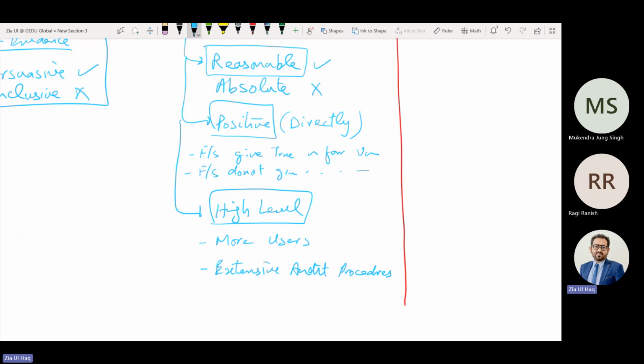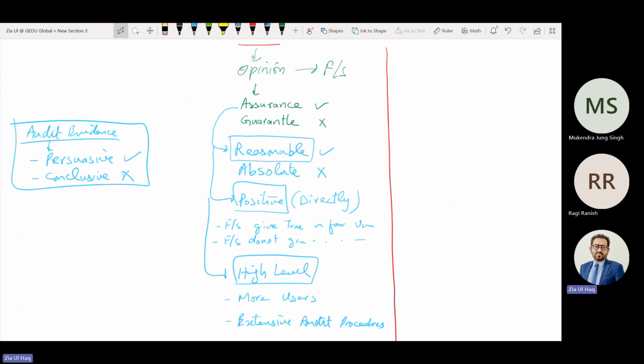Extensive audit procedure means substantive procedure. Substantive procedure means detailed work. Though we have performed it on a sample basis, we have performed detailed work. That's why the audit assurance level is high. So in audit, we provide an opinion on financial statements. In that opinion, we provide assurance rather than guarantee. And that assurance we are providing in audit is called reasonable, less than 100%. Positive means we are expressing directly, and high level because we are providing assurance for more users and through application of extensive audit procedures.